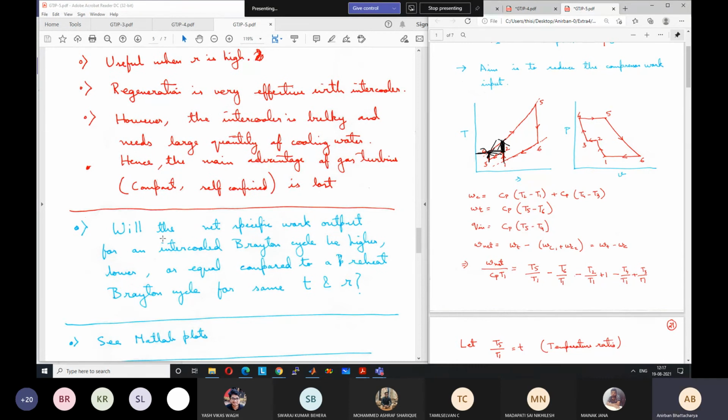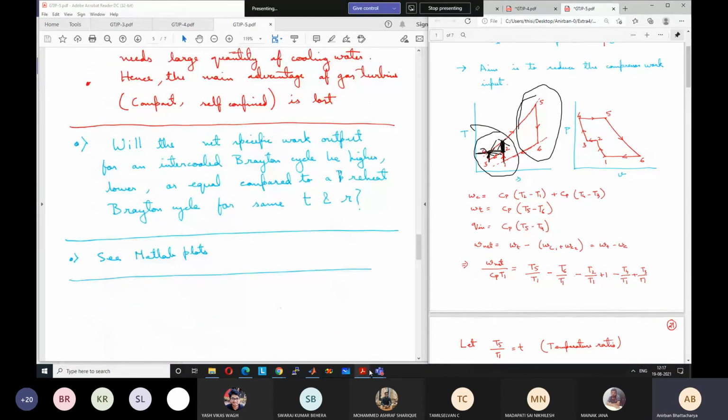I have already asked this question. Will the net specific work output for an intercooled Brayton cycle be higher, lower, or equal to as compared to a reheat Brayton cycle for the same T and R? Okay. We have discussed that reheating will be much more effective as compared to intercooling because the changes occur in this region where there are large changes in temperature for the same pressure ratio as compared to this region where the changes in temperature are lower for the same pressure ratio.